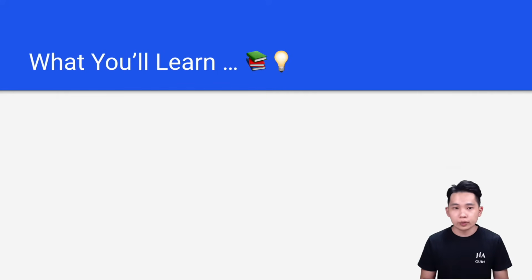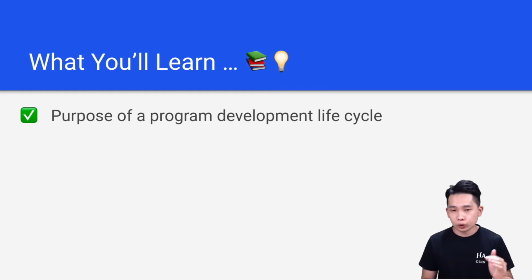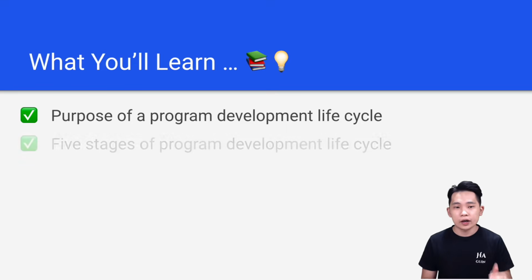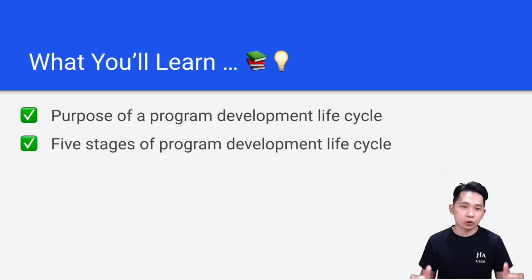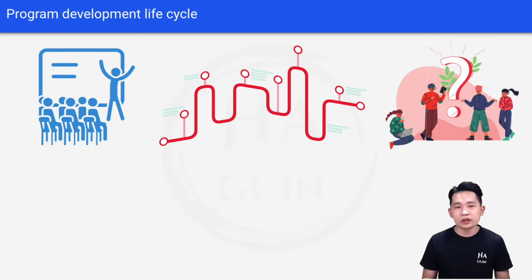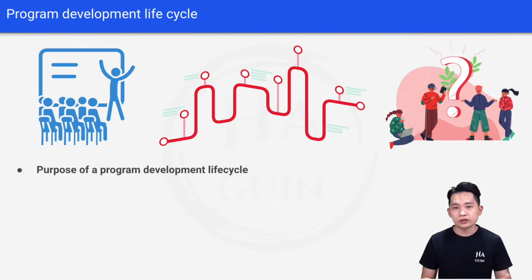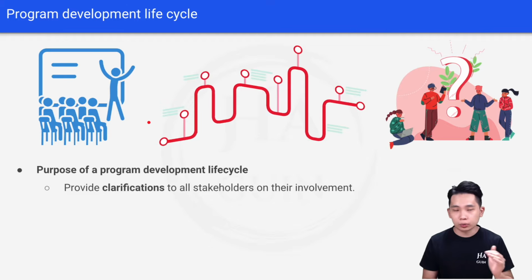So for this video, you'll be learning about the purpose of a program development lifecycle as well as 5 stages of program development lifecycle. First of all, what is the purpose of program development lifecycle? So the first purpose is to provide clarification to all stakeholders on their involvement. So look at this picture on the top here. This person here is actually giving clarification to all the stakeholders involved in this program development lifecycle.